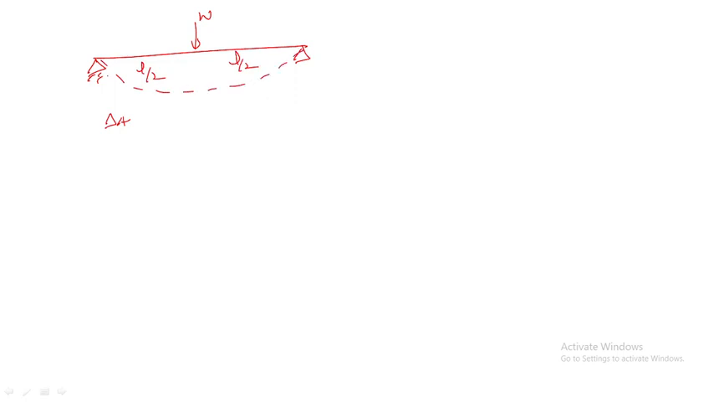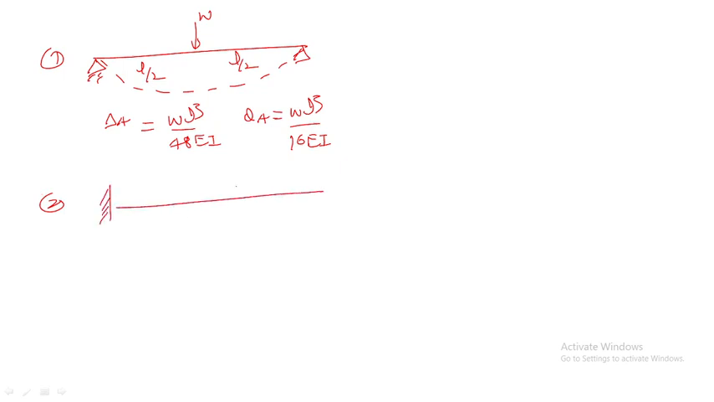You have to remember, right? So delta A is equal to WL cube by 48 EI, and theta A is equal to WL cube by 16 EI, right? So this is the first one. The second one is the deflection of the cantilever. This is the cantilever one, and this is the W value. This is W, and this is the length.